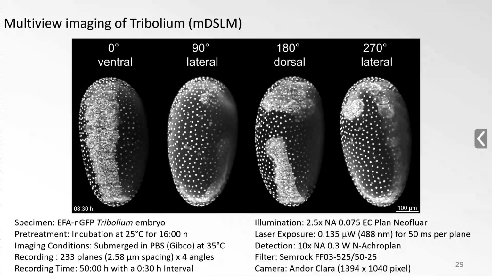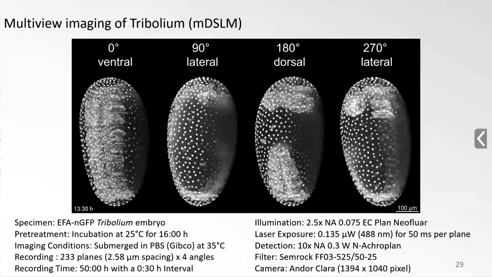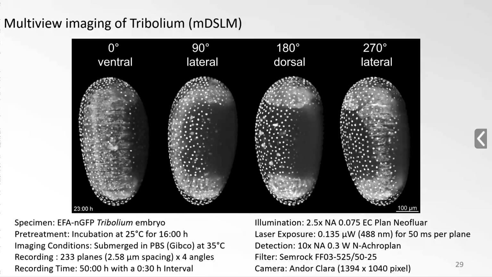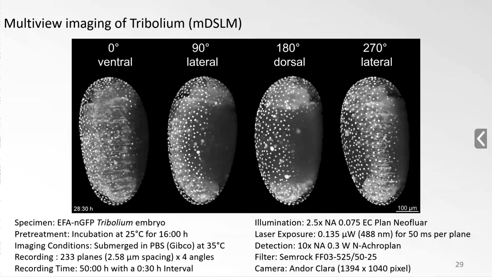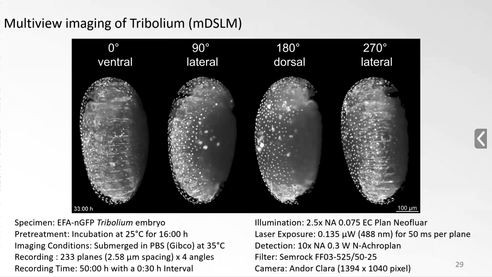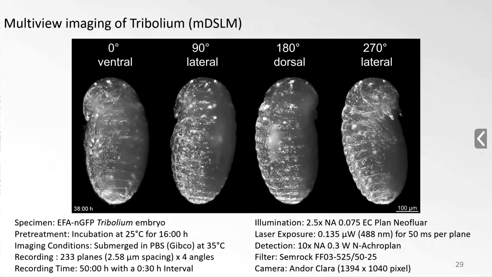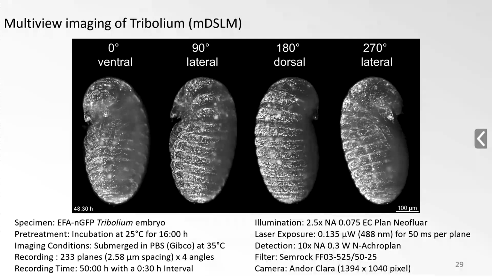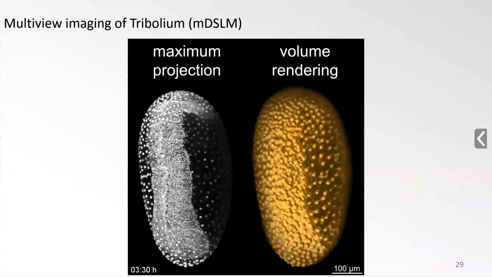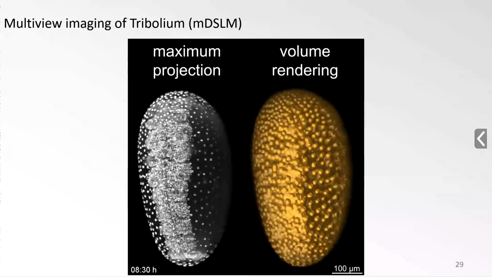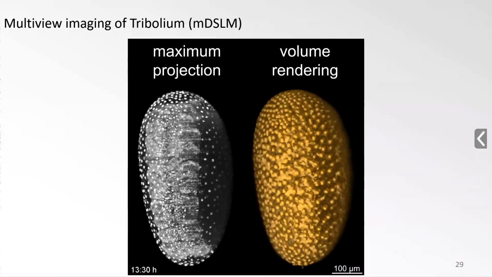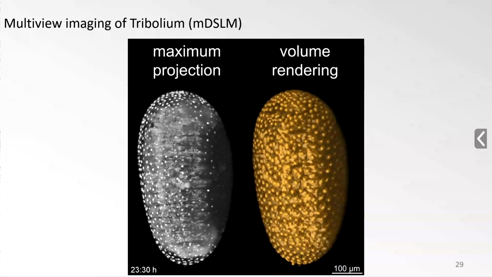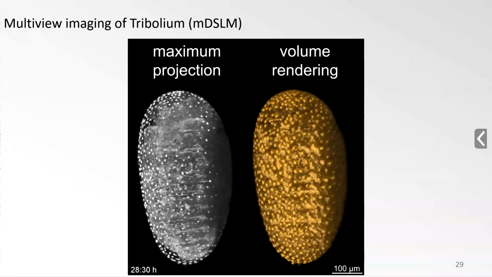So for example, this is a multi-view imaging of Tribolium. This was acquired by my colleague when I was in Ernst Stelzer's lab. You can collect this data from 4 different angles, for up to 2 or 3 days. And of course, you can fuse them. You can do the maximum projection, you can do the volume rendering, and you can do the lineage or the tracking of each nucleus, and so on and on.